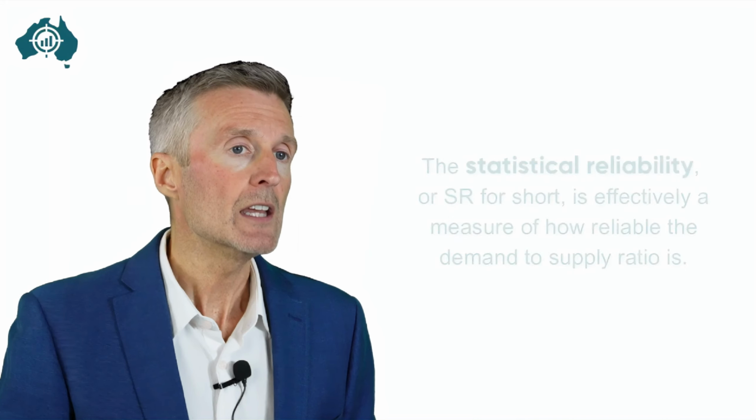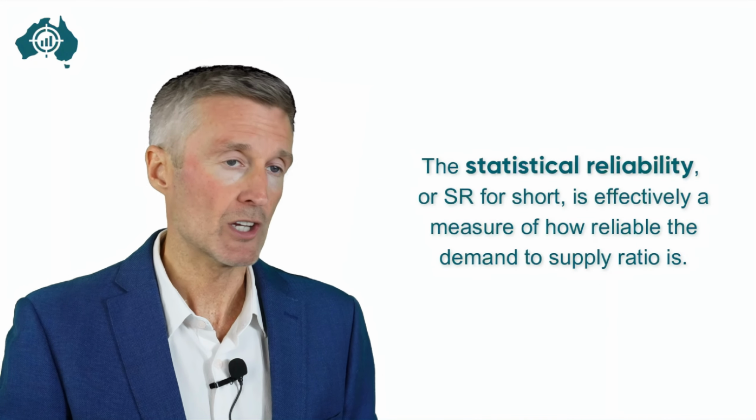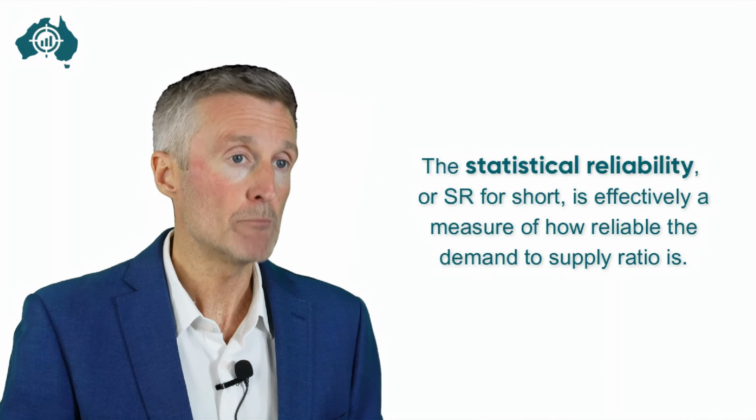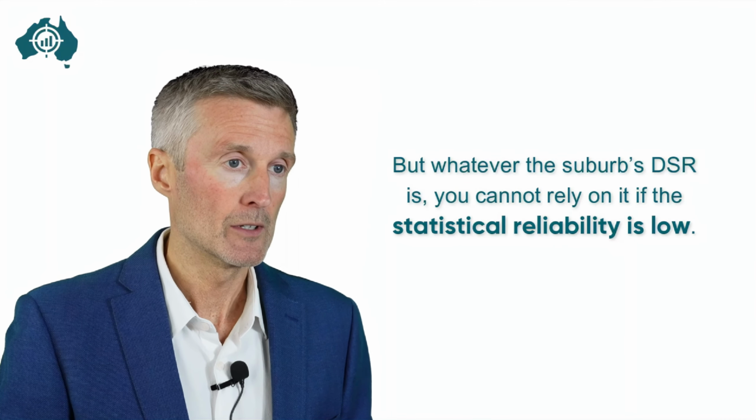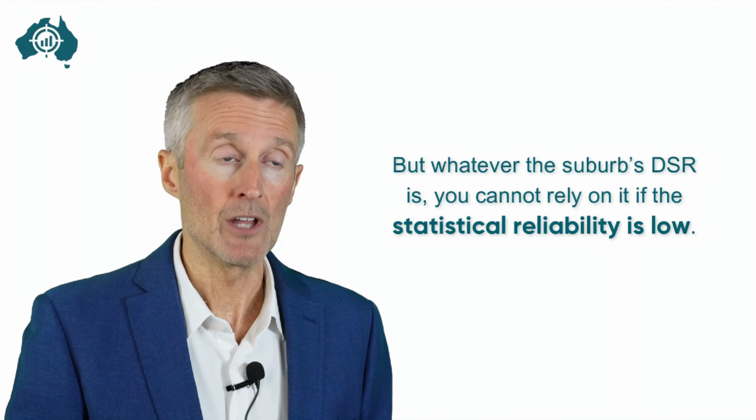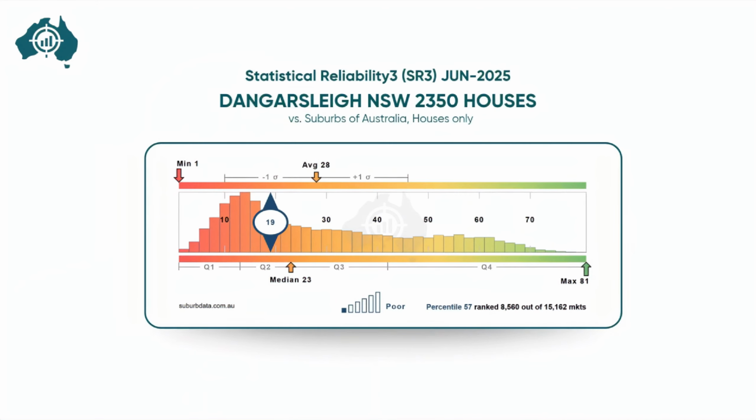So the statistical reliability, or SR for short, is effectively a measure of how reliable the demand to supply ratio is. A suburb may have a high demand to supply ratio or a low demand to supply ratio, but whatever the suburb's demand to supply ratio is, you cannot rely on it if the statistical reliability is low. The SR is a score out of 100. The higher the SR, the more reliable is the demand to supply ratio.